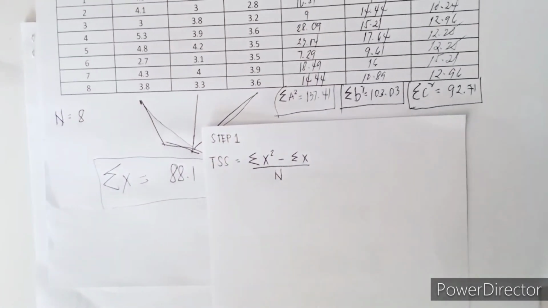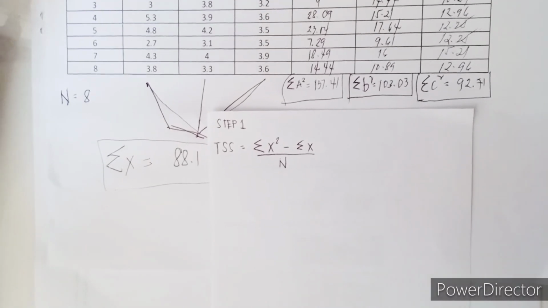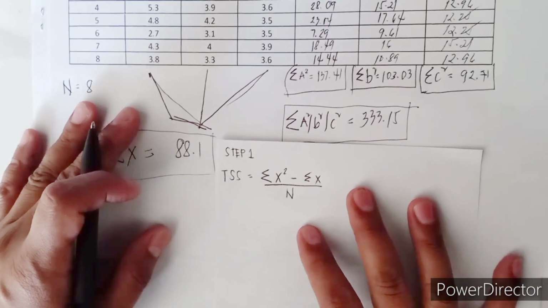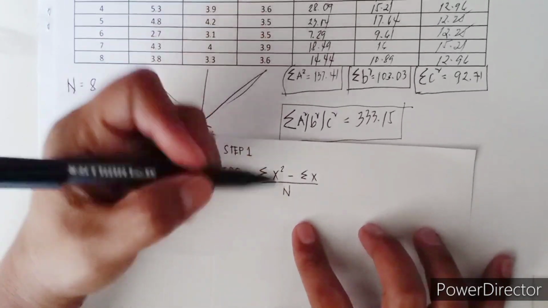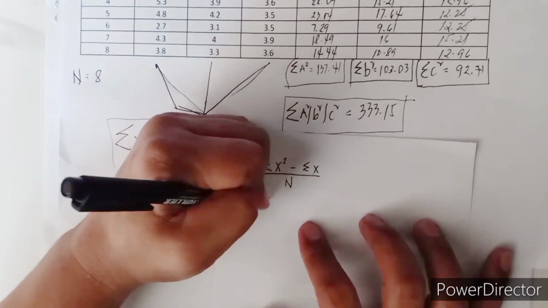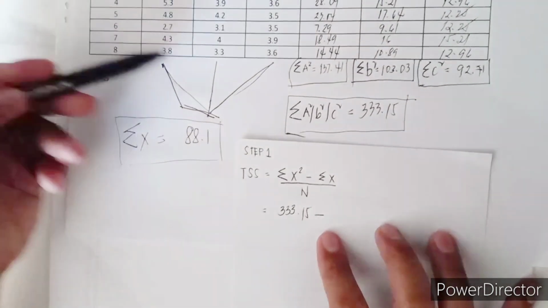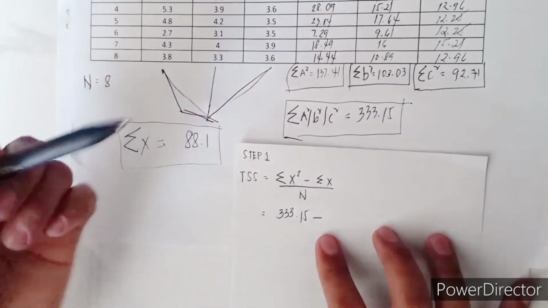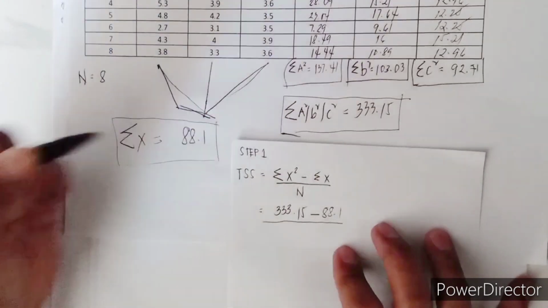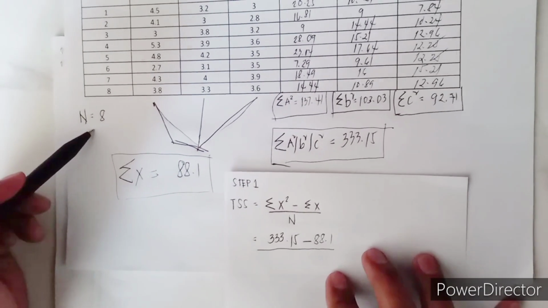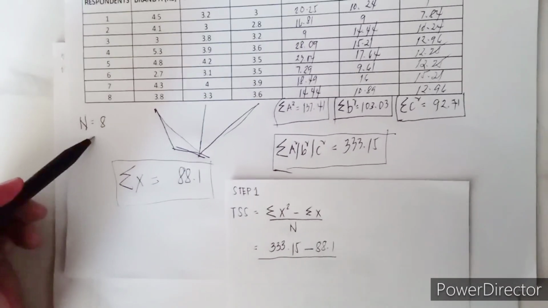Again, the formula in finding our TSS is equal to summation of x squared minus summation of x all over n. Kanina mga anak, kinuha na natin ang summation ng ating x squared, pinag-plus natin itong tatlo. Ang nakuha natin is 333.15. Minus summation of x, na 88.1. Ano bang n natin? Our n is the total number of respondents o ang sample size.